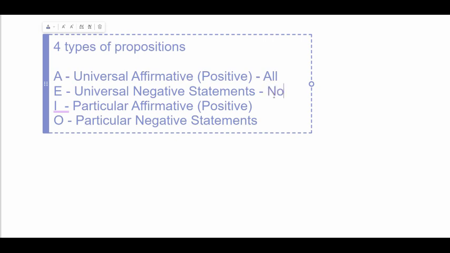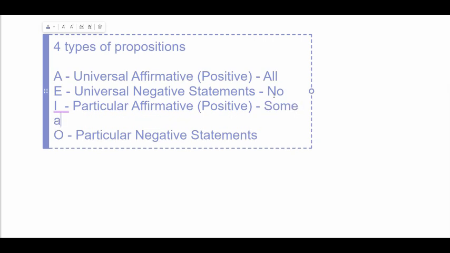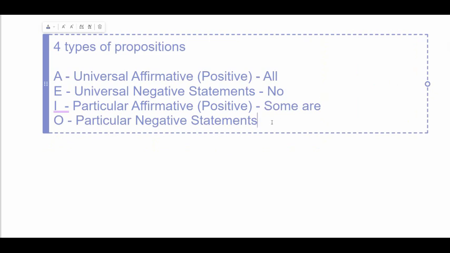That starts with no, none, never, ever, and so on. The I proposition type, that is particular affirmative, starts with some are. So this is positive. Whereas the particular negative statement begins with some are not. Some are not. Now, let me give an example.